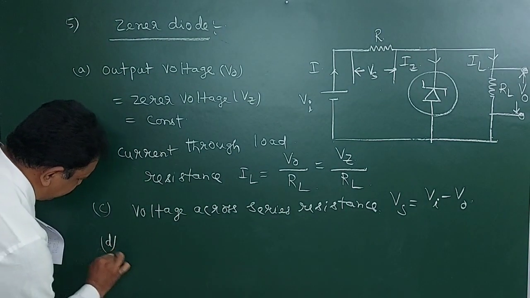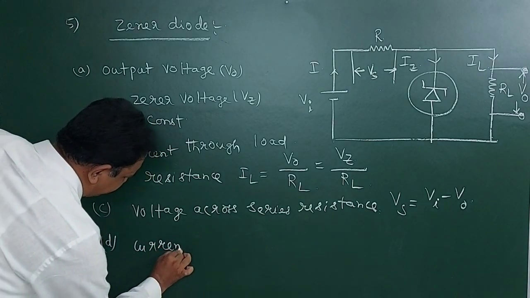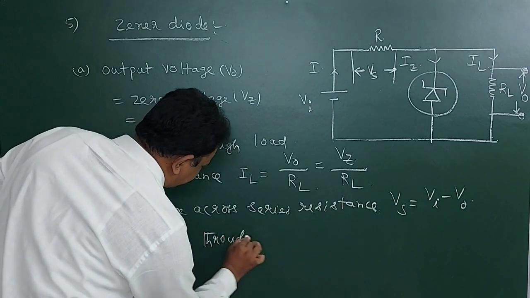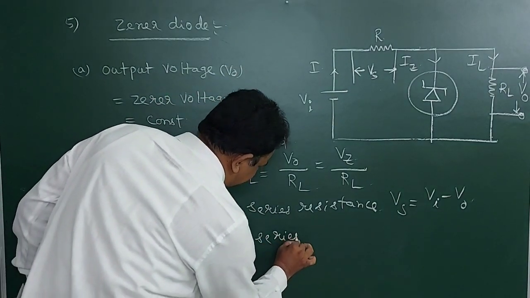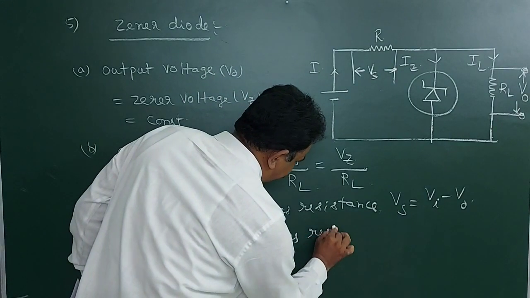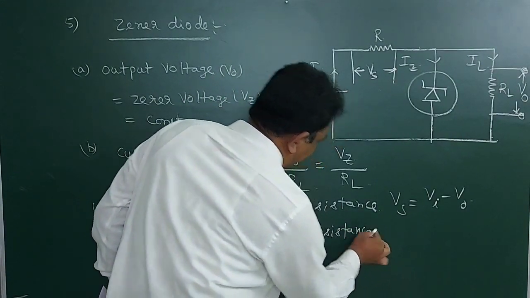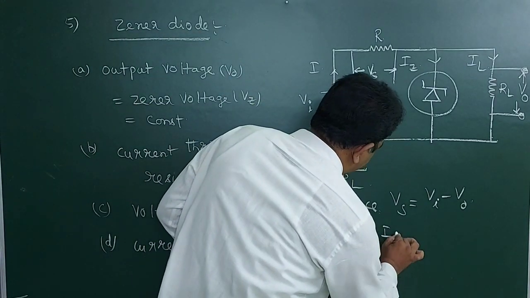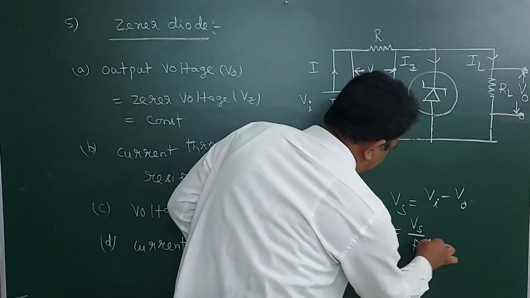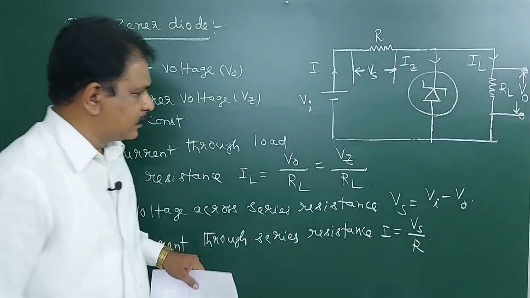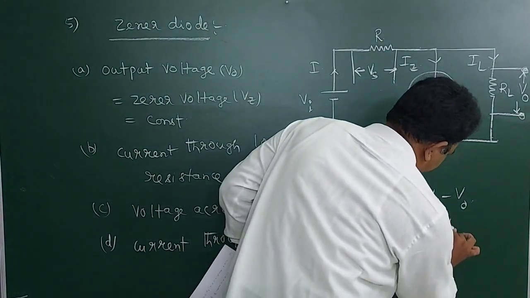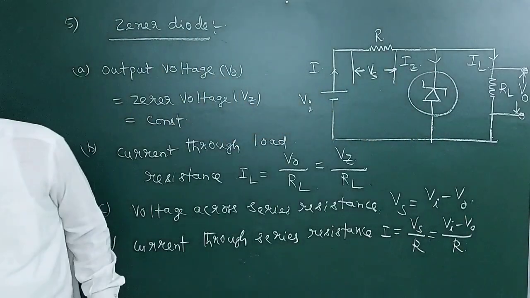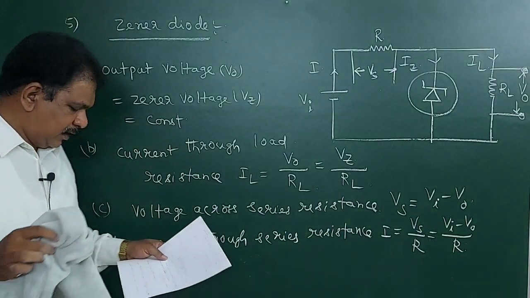Next, the current through the series resistance. Current through the series resistance I is equal to Vs by R. The Vs value is Vi minus Vo by R. These formulas we will use in the Zener diode.